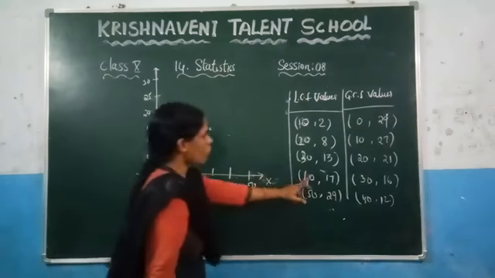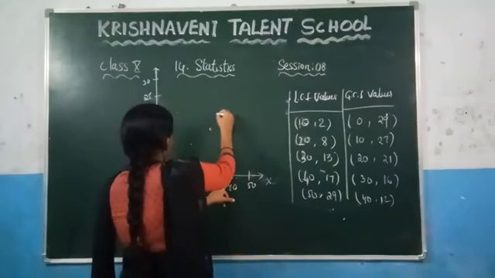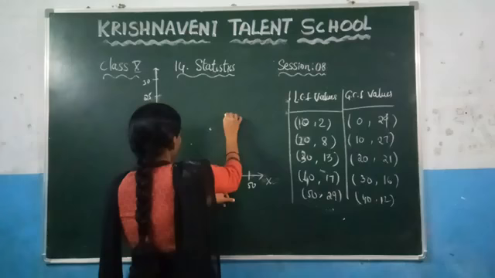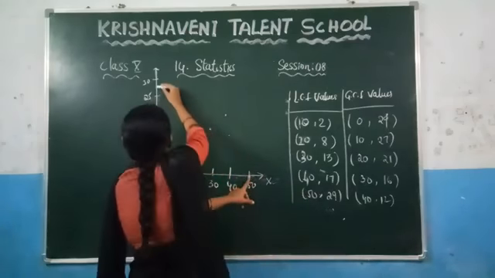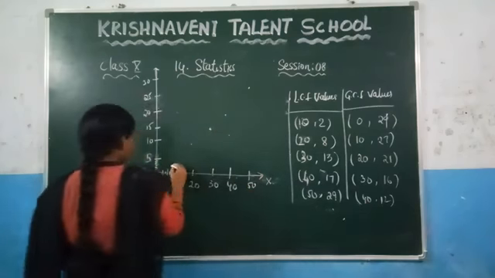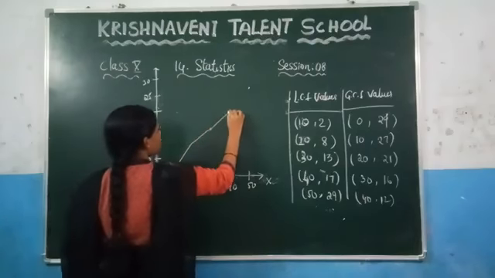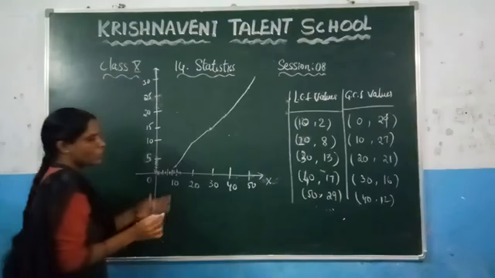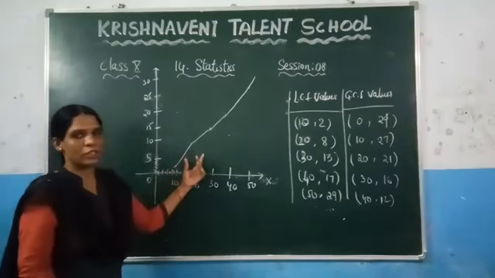Right? And after that, 40 and 17. For 40, where should the 17 be? Somewhere here, right? So 40, 17. And after that 50, 29. For 50, where should the 29 be? Somewhere here. So 50, 29. Now you need to join each point if you want to draw the less than cumulative frequency curve.